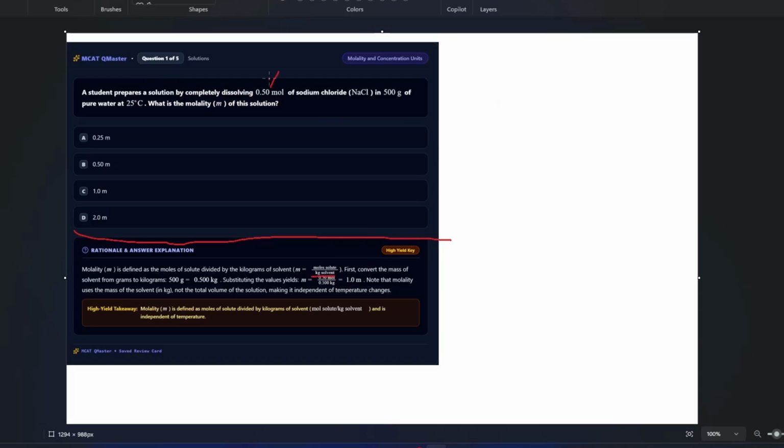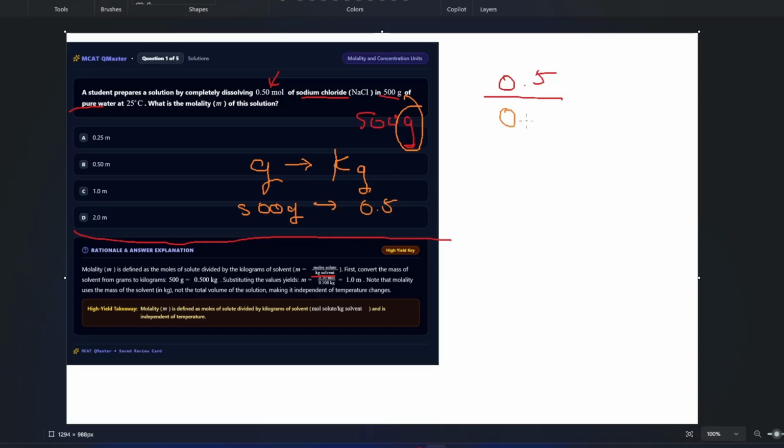So what did they give us? They gave us 0.5 mole of sodium chloride, so that's automatically 0.5, in 500 grams of pure water. So that's 500 grams of the solvent, right? So that should be here. But the thing is that it's in grams, so we have to convert grams to kilograms. If I have 500 grams here and I convert it to kilograms, I should get 0.5. So I get 0.5 kilograms, right?